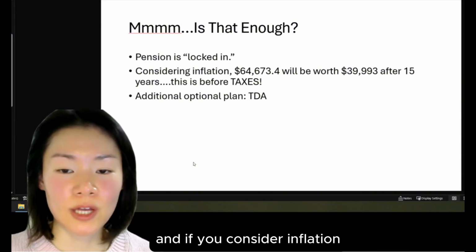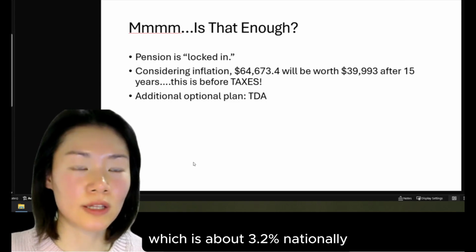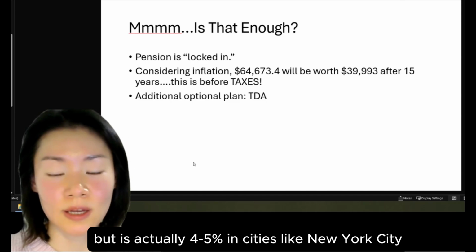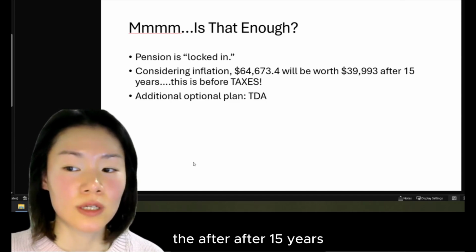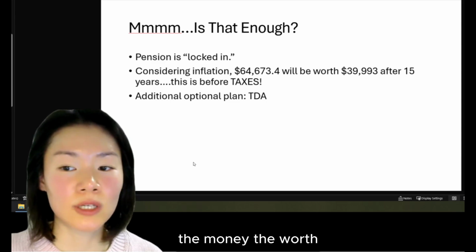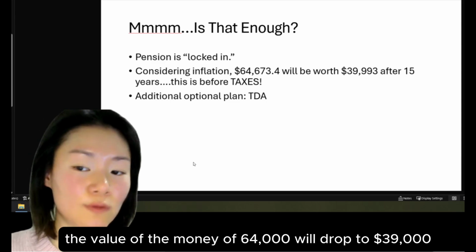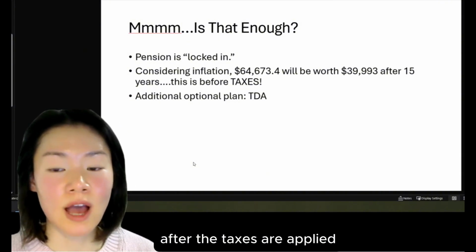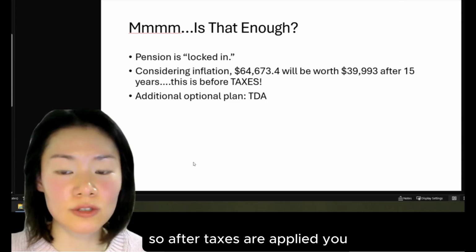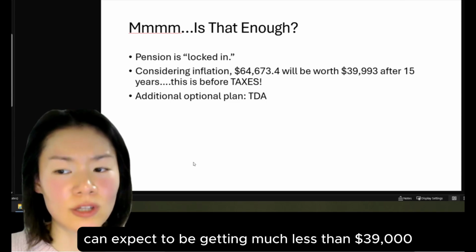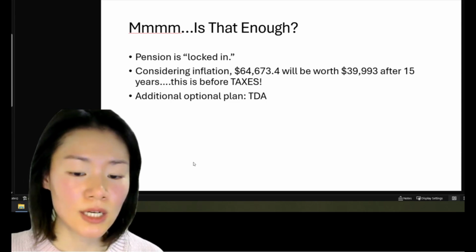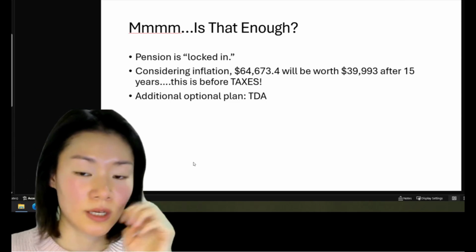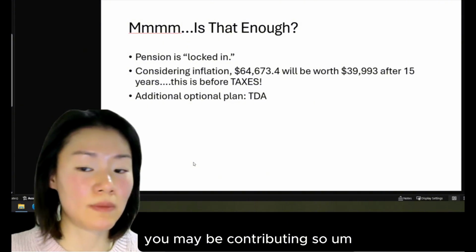And if you consider inflation, which is about 3.2% nationally, but it's actually 4 to 5% in cities like New York City, after 15 years, the value of the money of $64,000 will drop to $39,000, and that's actually not even after the taxes are applied. So after taxes are applied, you can expect to be getting much less than $39,000. And so I think it might be necessary to consider an additional plan on top of this, other than the bare minimum that you may be contributing.